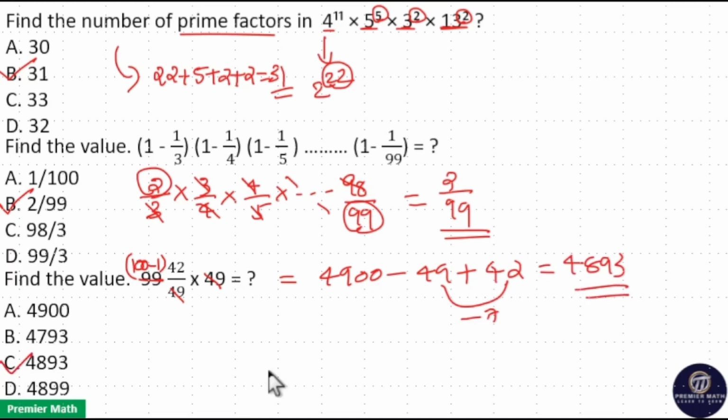Option C is your answer. That is, just take the difference in fraction. 42 minus 49 is minus 7. Now here this is 99. So multiply 49 with 100 instead of 99. If it is 999, multiply 49 with 1000. But here it is 99. So 4900 minus 7 is equal to 4893 is your answer.